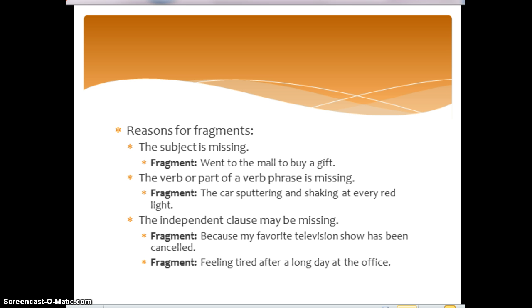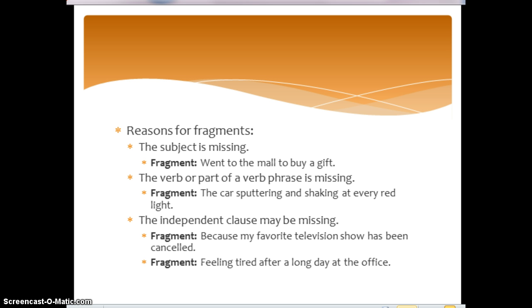And there are three reasons for creation of sentence fragments. The first reason is your subject is missing. You have no one doing anything in your sentence, and this is the one that I see the most often. For example, went to the mall to buy a gift. Well, we have no idea who went to the mall to buy a gift, so you fix that by putting in a subject. So you could say, my friend went to the mall to buy a birthday gift.